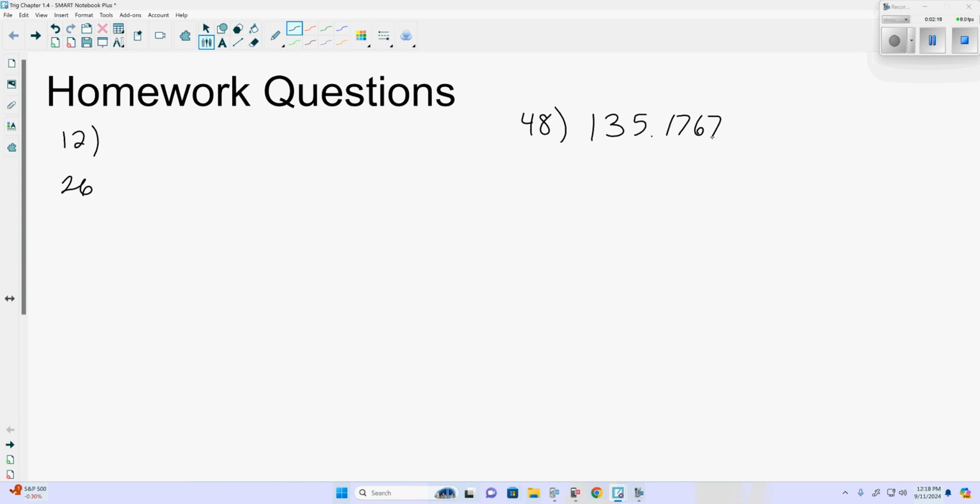Yeah, 47 A and B, and then you do the same thing for B. You can really just plug it in. The graphing calculator will convert it for you. Yeah. 26. And 32.